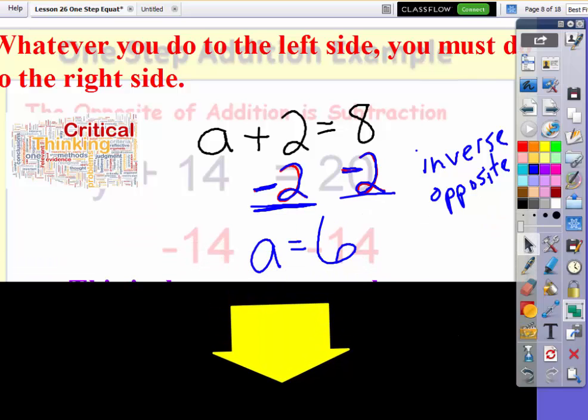That's my inverse, when I do the opposite operation. And then I have a equals 6. Well, why is that? What I can do is write it out. A plus 2 minus 2 equals 8 minus 2. 2 minus 2 is obviously 0, so I have a plus 0. I can rewrite that as a equals 8 minus 2. That is 6.